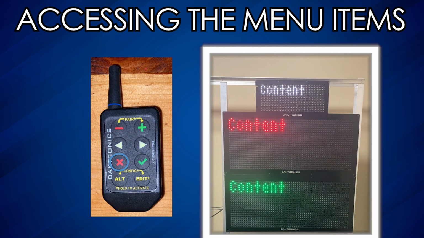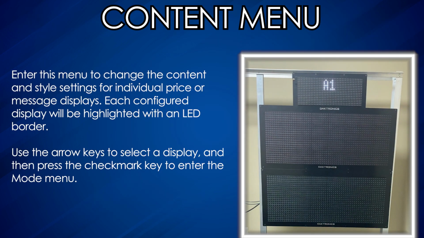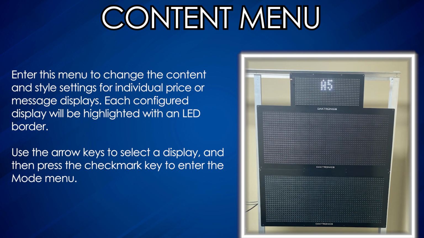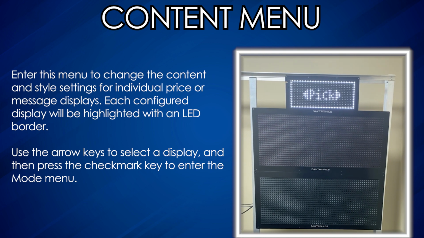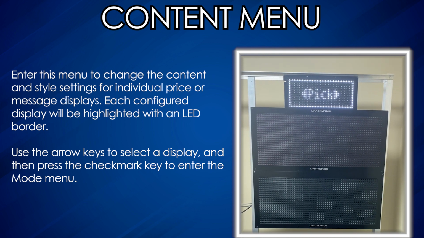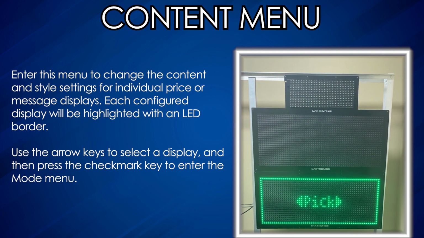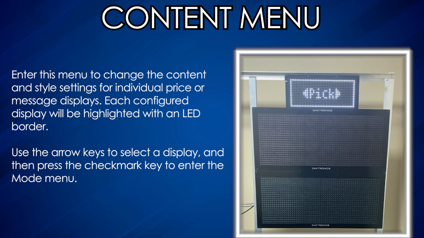While in that submenu, you can press the red X to return to the previous menu at any time, starting with the Content menu. You will want to use this menu to change the content and style settings for individual price or message displays. Each configured display will be highlighted with an LED border. Use the arrow keys to select a display, and then press the checkmark key to enter the Mode menu.